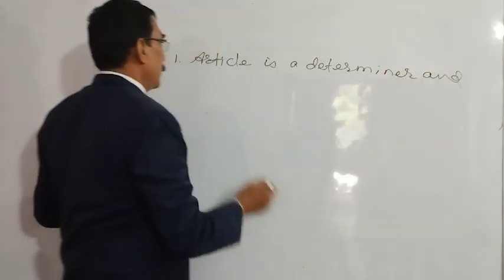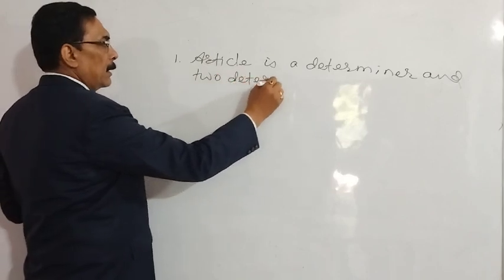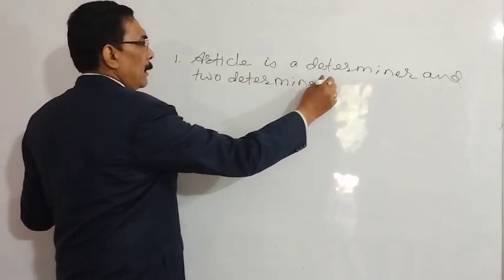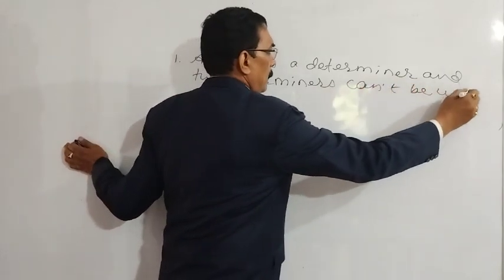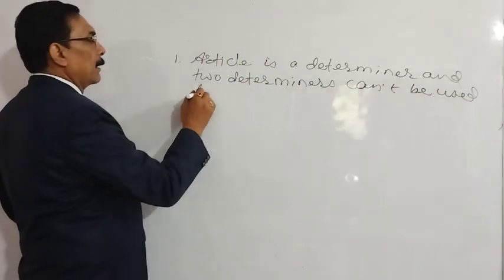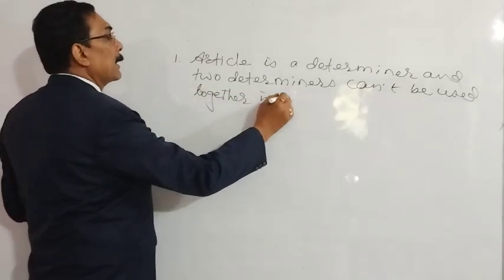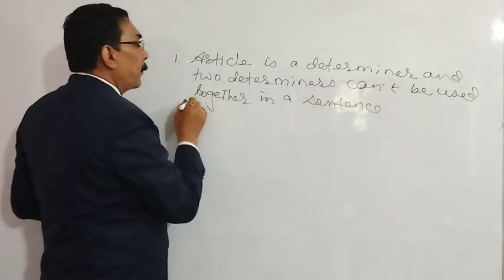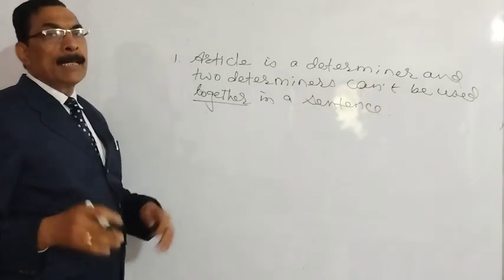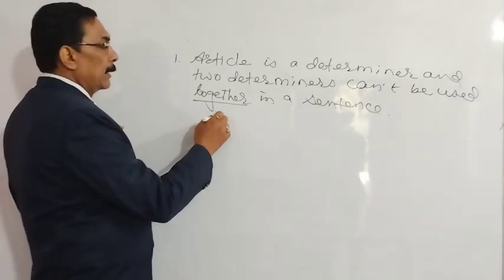And two determiners can't be used together in a sentence. The important word is together. In a sentence there may be many determiners, but together we shouldn't use them.